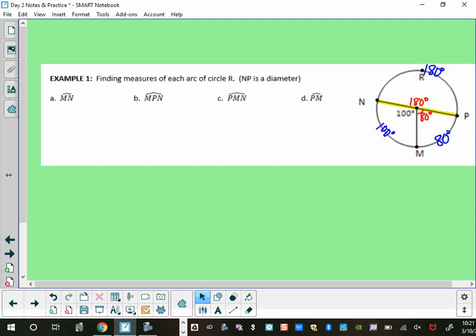All right, so the measure of MN. Is arc MN going to be a minor or a major arc? Minor. How do you know? You guess, because it looks small, right? But also, how many letters are there here? 2. If it's a minor arc, it always has 2 letters. So, Izzy, arc MN is equal to what? 100 degrees. Good.